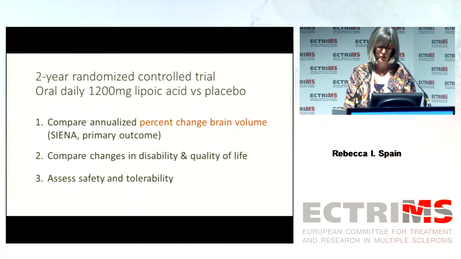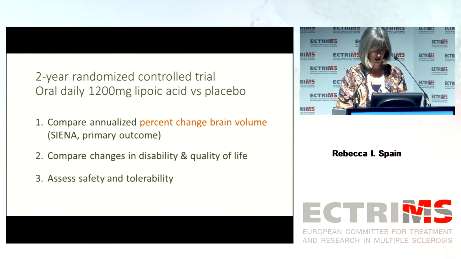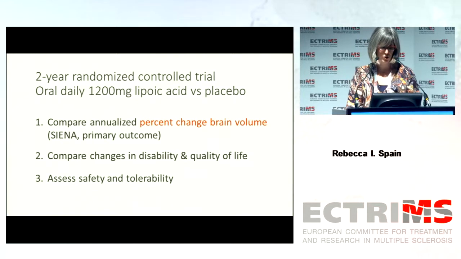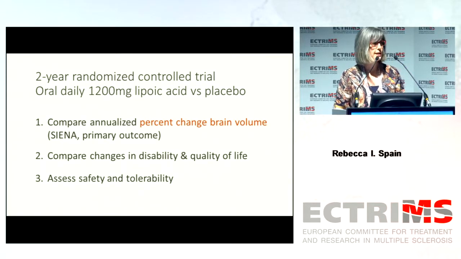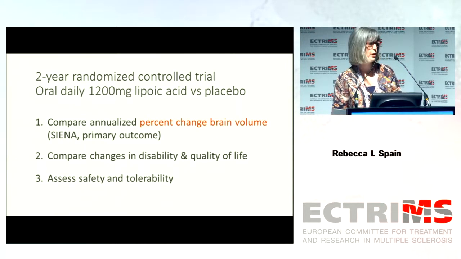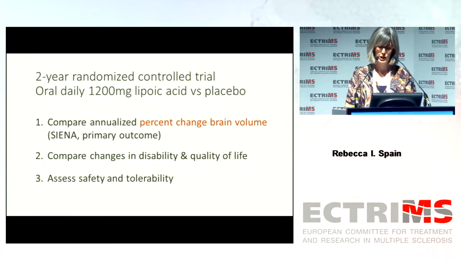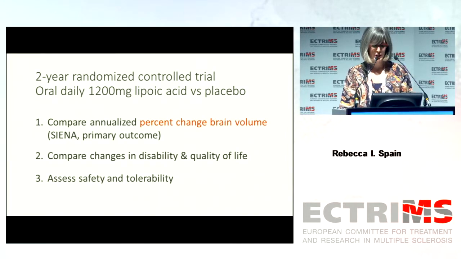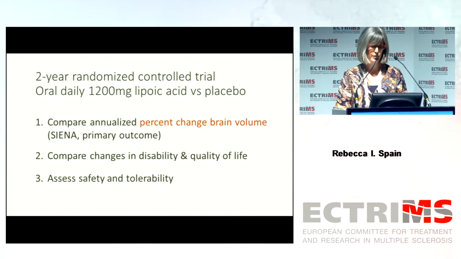Based on this preliminary work, we conducted a 2-year, double-blind, randomized controlled trial with a classic 1-to-1 design of daily oral 1,200 milligrams racemic lipoic acid versus placebo in secondary progressive MS with the following specific aims. 1, to compare the annualized percent change in brain volume as measured by SIENA. This was the primary outcome. 2, to compare changes in disability and quality of life. And 3, to assess safety and tolerability.